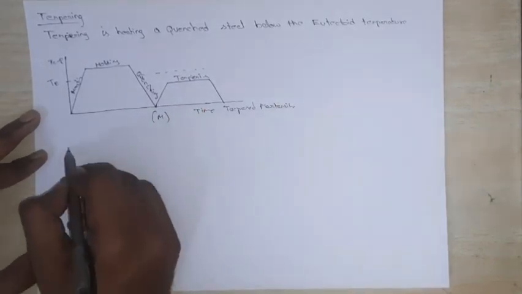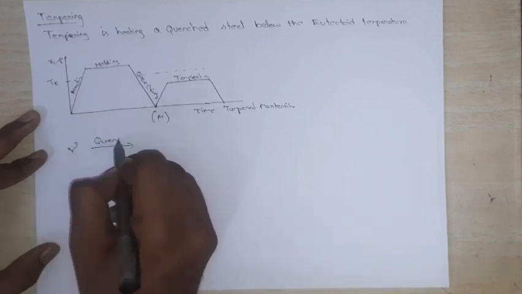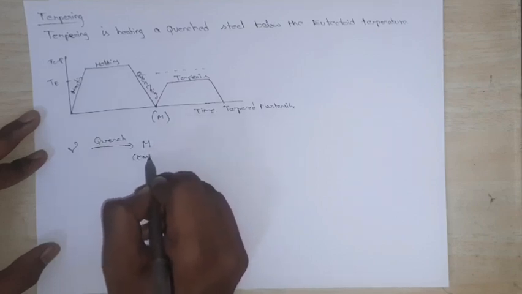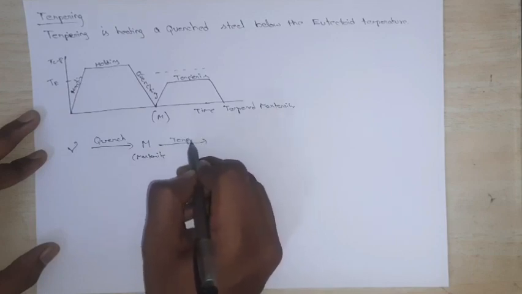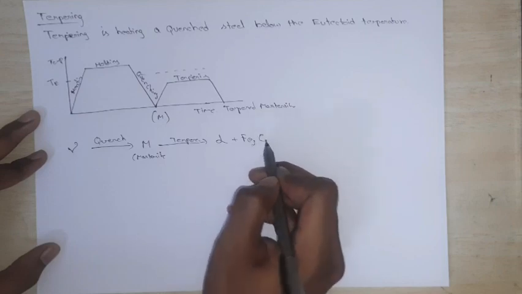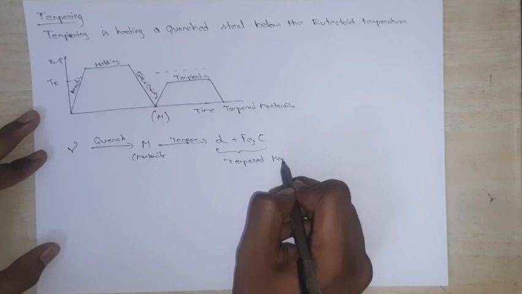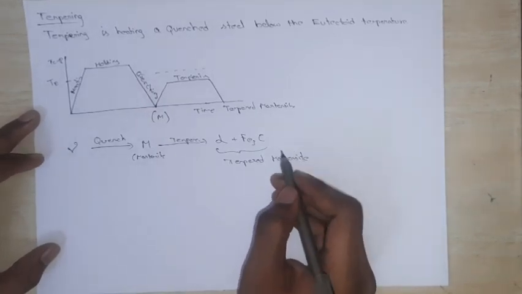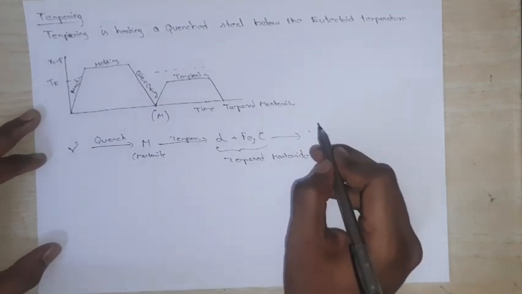If we see the equation, when we quench austenite it gives martensite. When we temper this, we get alpha plus Fe3C, which is tempered martensite. Here the Fe3C will be in the form of fine particles.